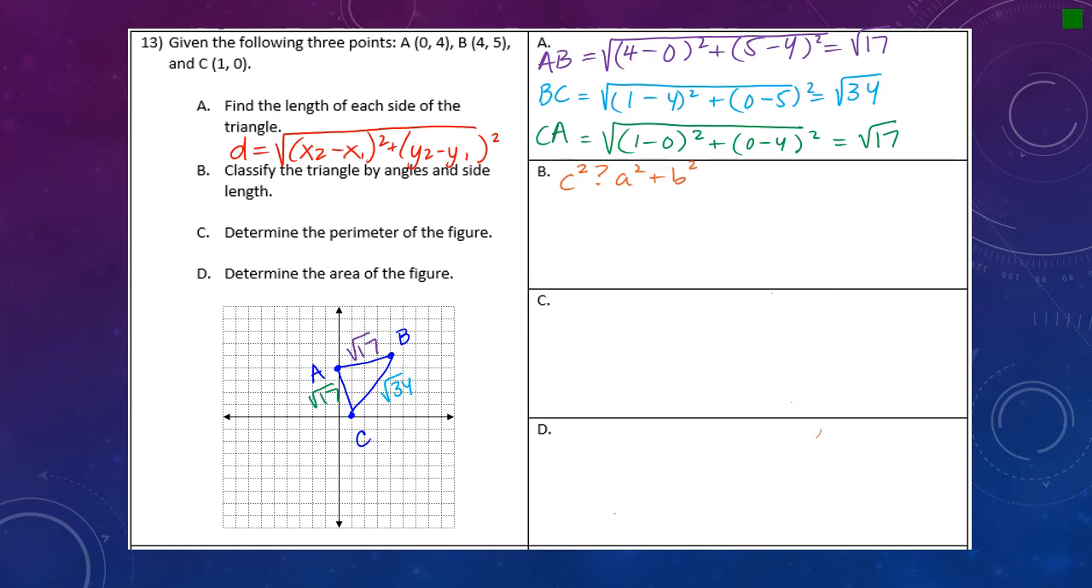So the first thing we need to do is go back to part A. I'm going to put a star next to BC because that is my biggest side. That means that when I plug this in, I'm going to plug in BC for the C value. So I have the square root of 34 as my C value, so squared, question mark. And then a squared and b squared are actually the same number, so it kind of doesn't matter which one is which.